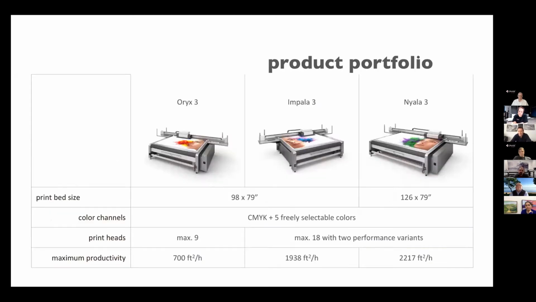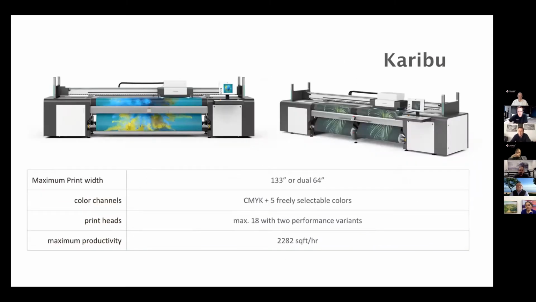Our product portfolio includes Oryx 3, Impala 3, and Iala 3. Of course, we have other versions of the machine. Those are the speed models. Some of them do not apply to the texture technology. Also, we have the new Caribou, the roll-to-roll machine, with which you can generate texture through roll-to-roll, even though other competitors don't.